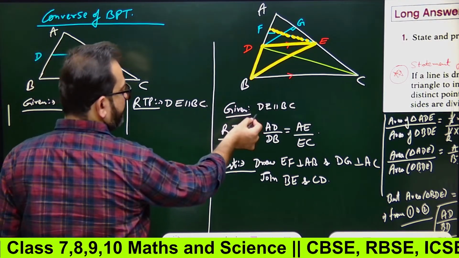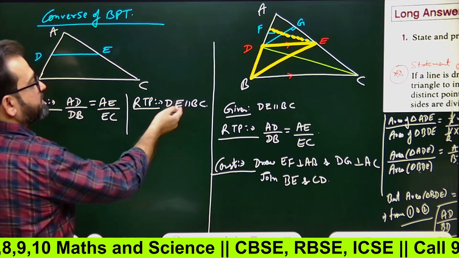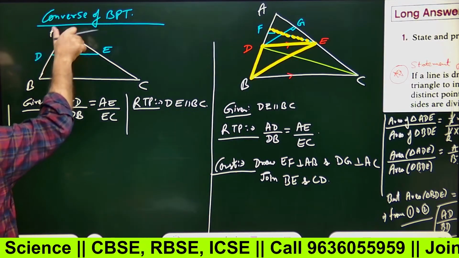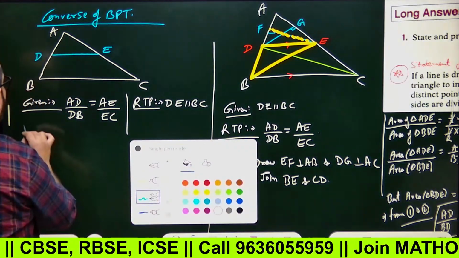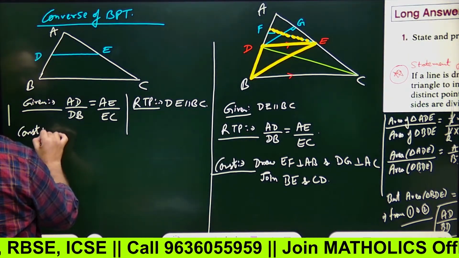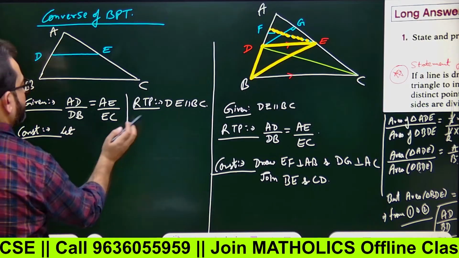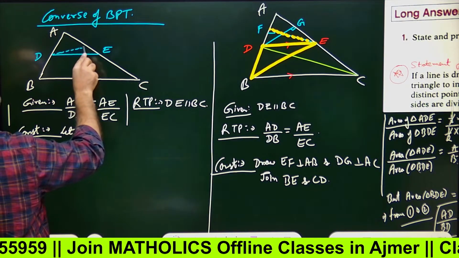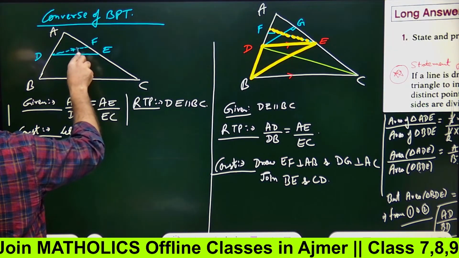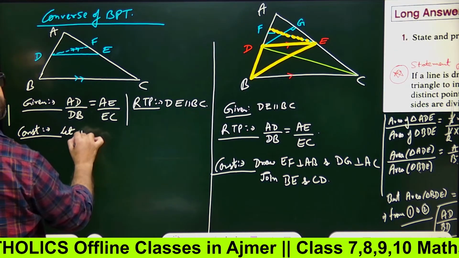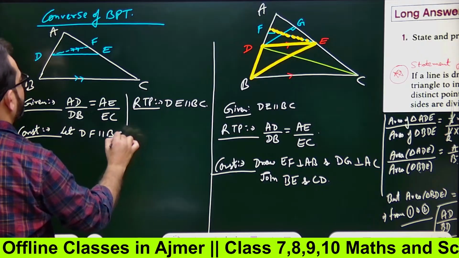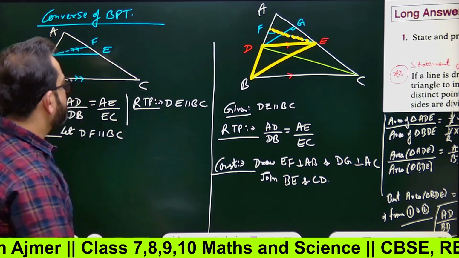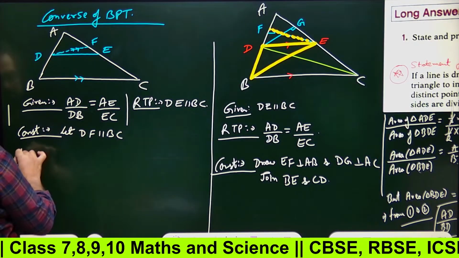Here we were given that lines are parallel. Now we have to prove line is parallel. The ratio was about to be proved. Now the ratio is given: AD upon DB equals to AE upon EC. Now we have to draw a construction. Let, if DE is not parallel to BC, then some other line would be parallel, yes or no? So let DF be parallel to BC.